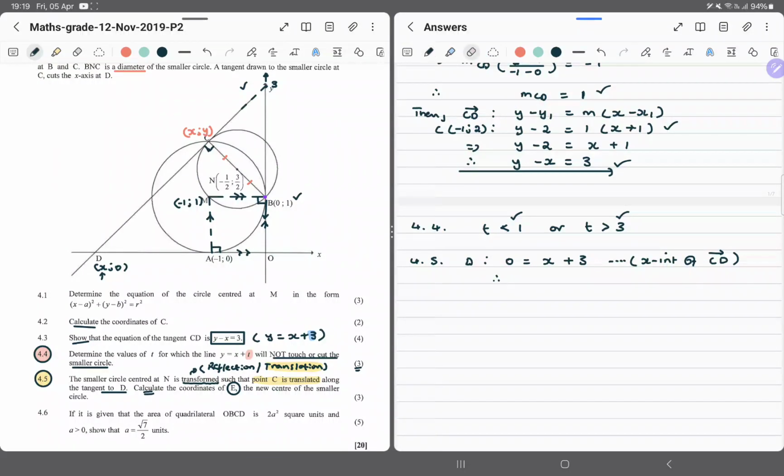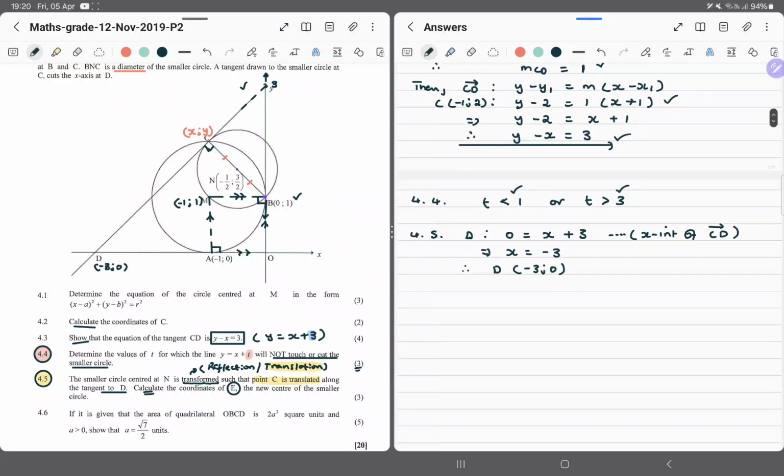So maybe let's not rush for the conclusions. That implies that our x will then be minus 3. Therefore, we can say point D is the point minus 3 and 0. So that is important for that to come out. So that becomes a minus 3. Okay, maybe let's just put it nicely. -3 and 0.